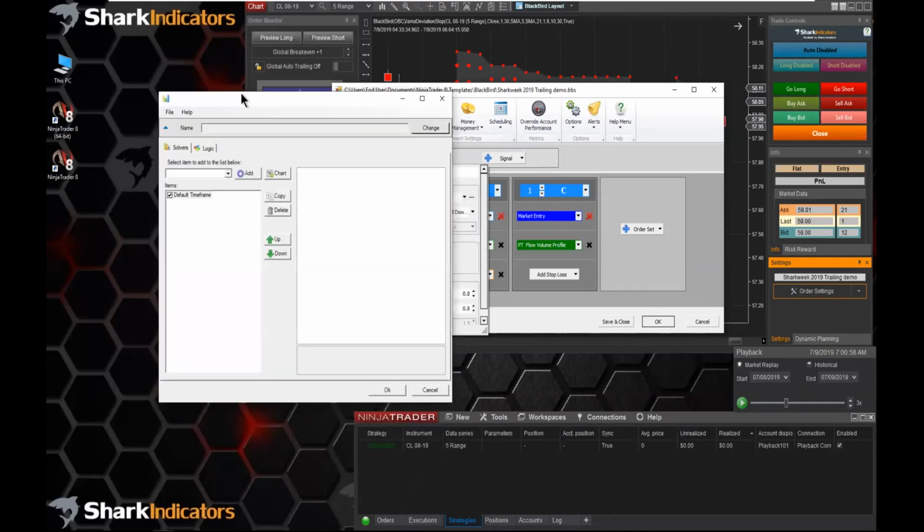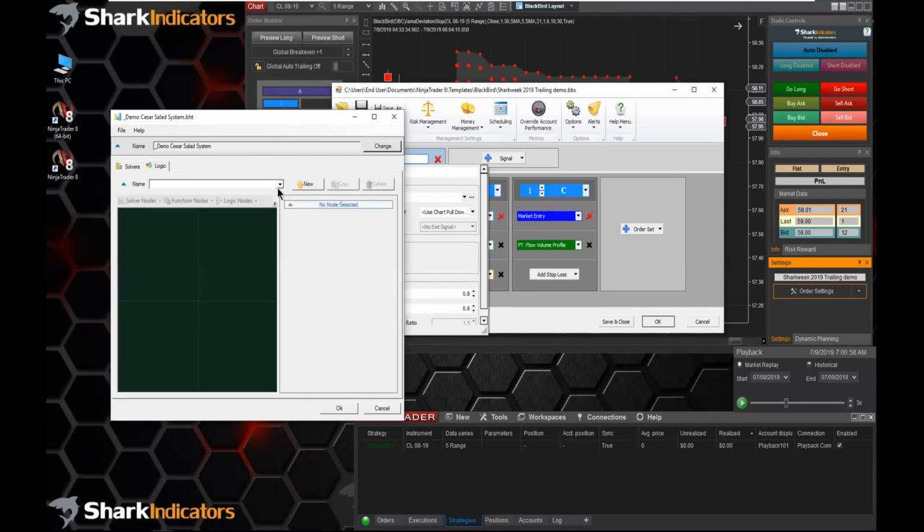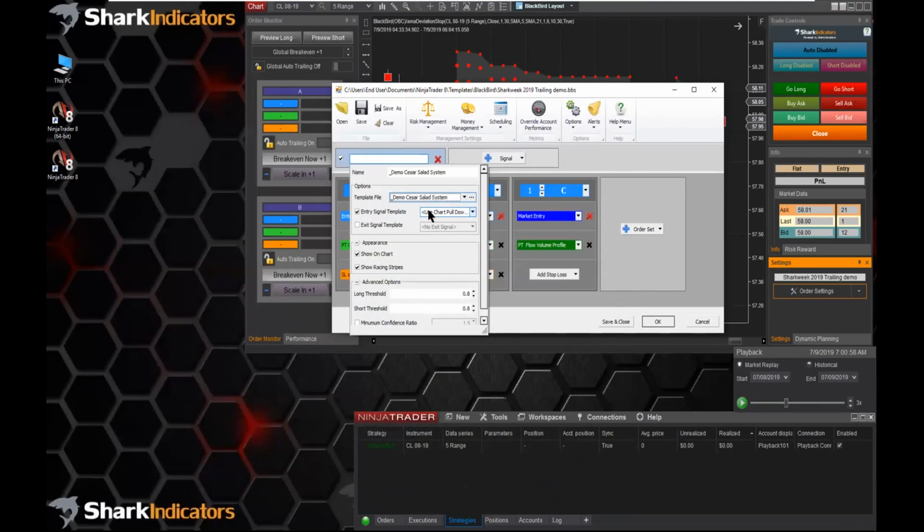So you can see it's going to load up the Bloodhound interface, and then from here just go to File and go to Open. So yeah, there we go. Here's an old file from a previous webinar, the Caesar salad demo. So I can select that, and there you go. You can see there's all the solvers, and here's the logic that was built. So we can just click OK.